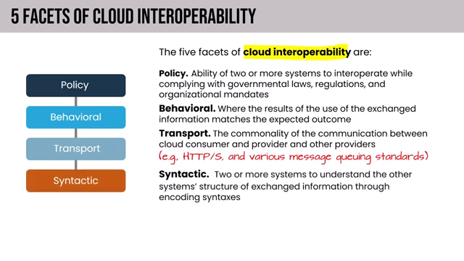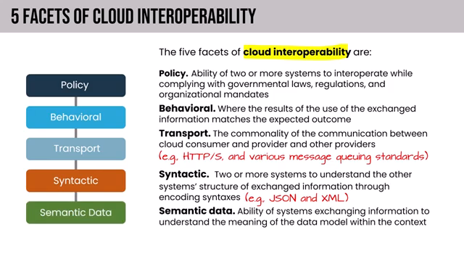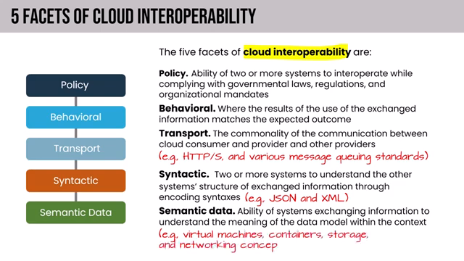The fourth is syntactic. 2 or more systems should understand the other system's structure of exchanged information through encoding syntaxes, such as JSON and XML would be 2 good examples. And the fifth is semantic data, the ability of systems exchanging information to understand the meaning of the data model within the context. So virtual machines, containers, storage, and networking concepts.